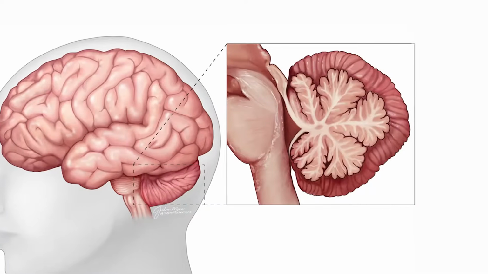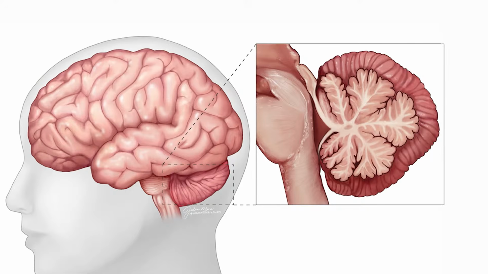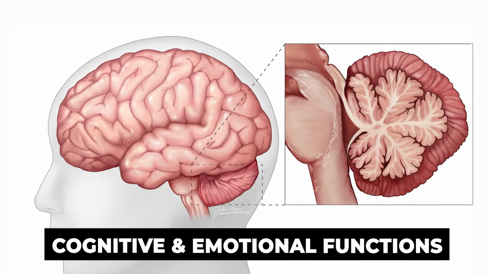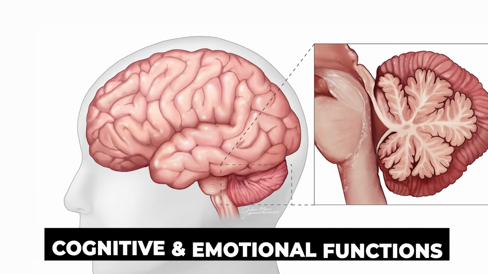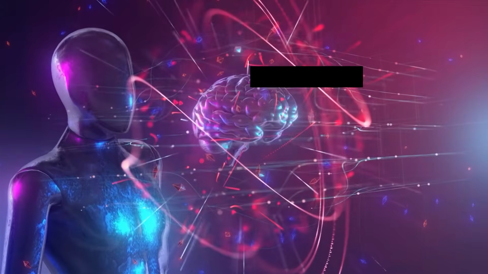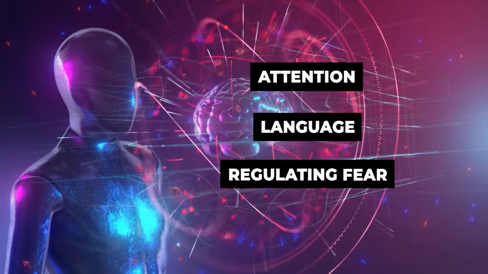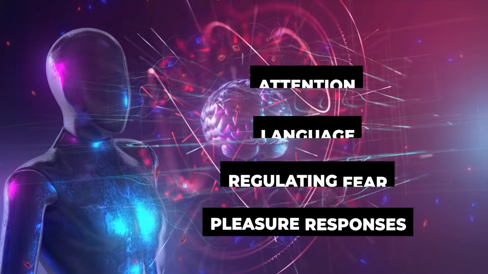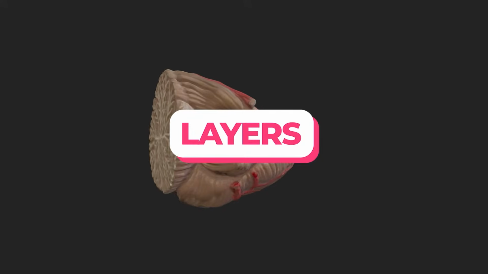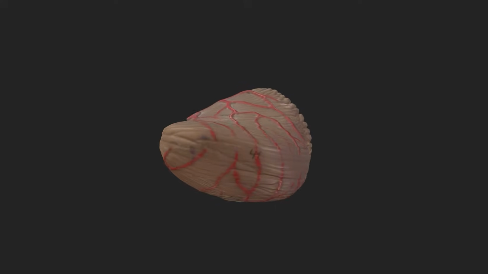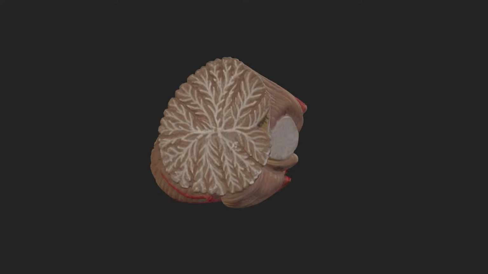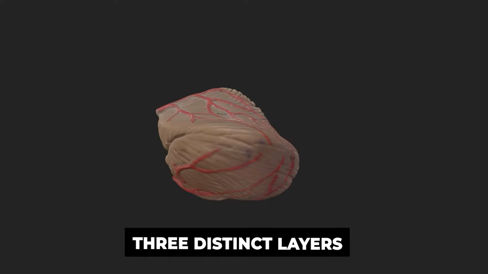instrument. More recent research has revealed the cerebellum's involvement in certain cognitive and emotional functions. This includes processes like attention, language, and regulating fear and pleasure responses. Layers. The cerebellar cortex, which is the outer layer of the cerebellum, is made up of three distinct layers.